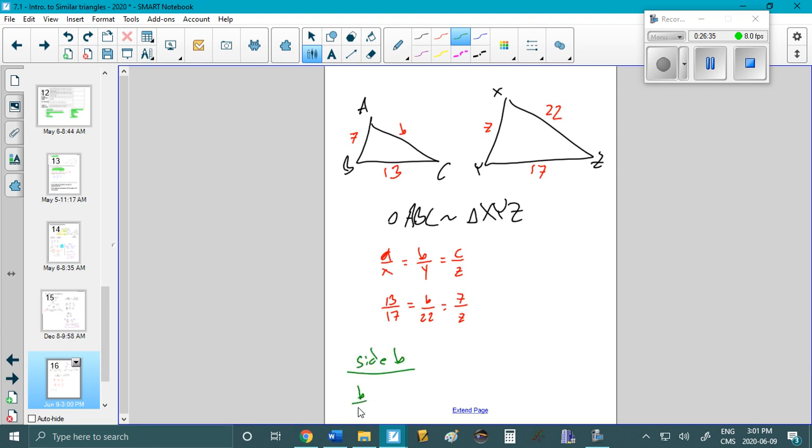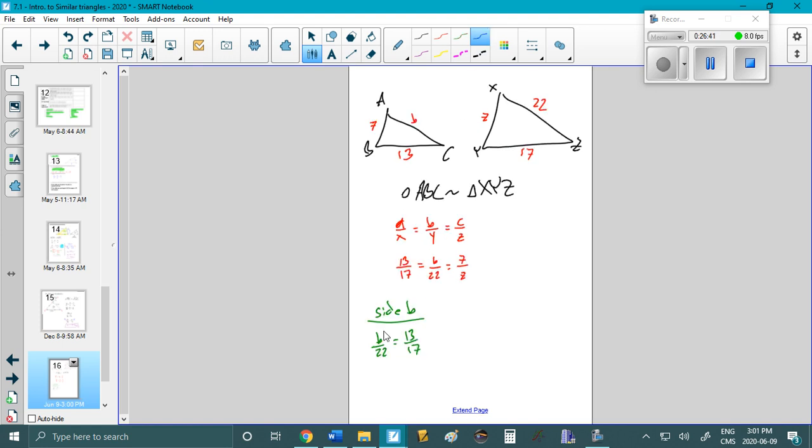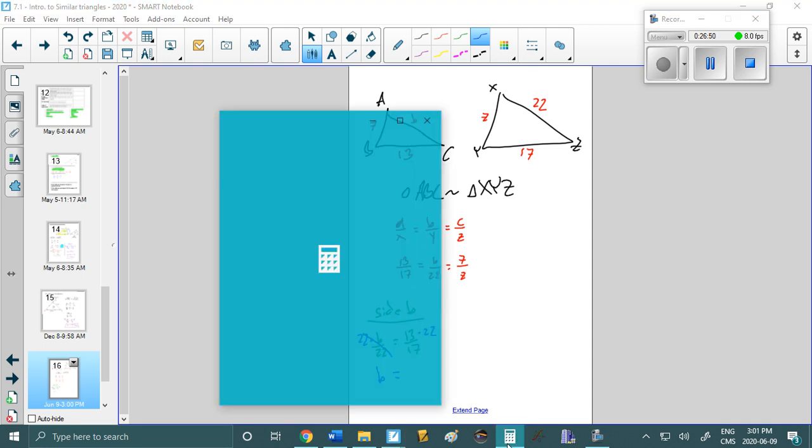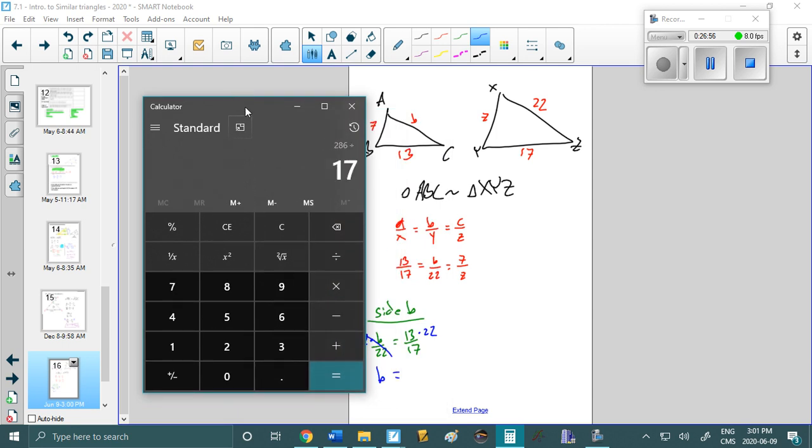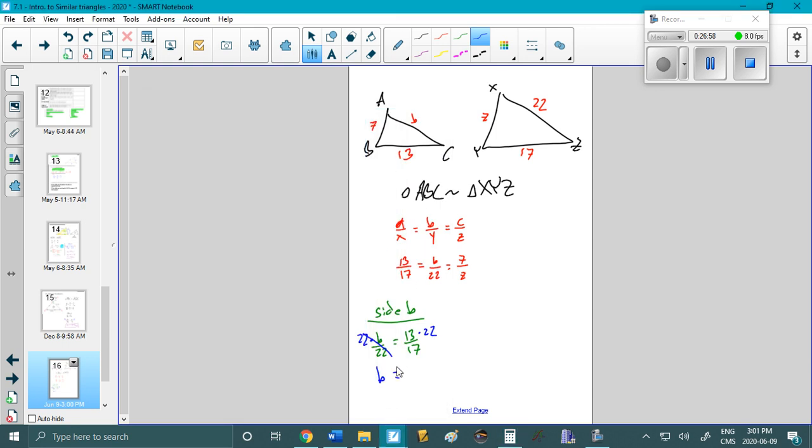So we need B over 22 equals, and we always, always take the ratio that we know. So to solve for B, it's being divided by 22, so we multiply by 22 on each side. And we get 13 times 22 divided by 17, about 16.8.